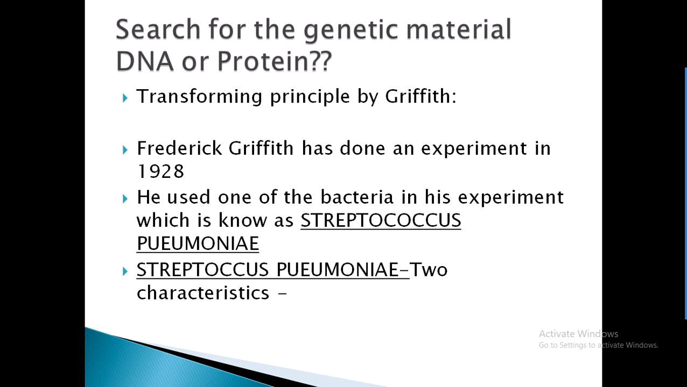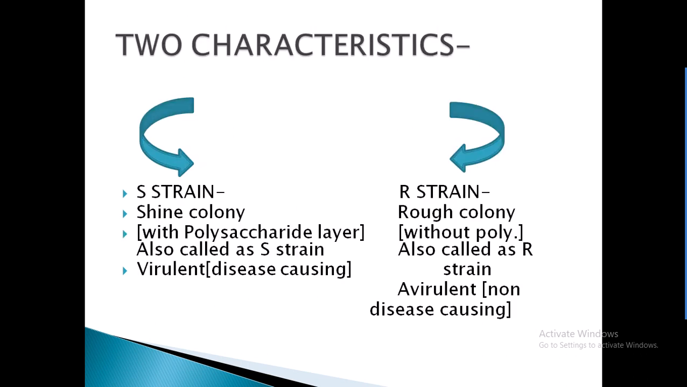What he tried at that moment was he took one bacterium, that is Streptococcus pneumoniae. This bacterium commonly causes a disease which is called pneumonia. Griffith used two related strains of bacteria known as S and R strain. Firstly, we are going to learn about the S strain.